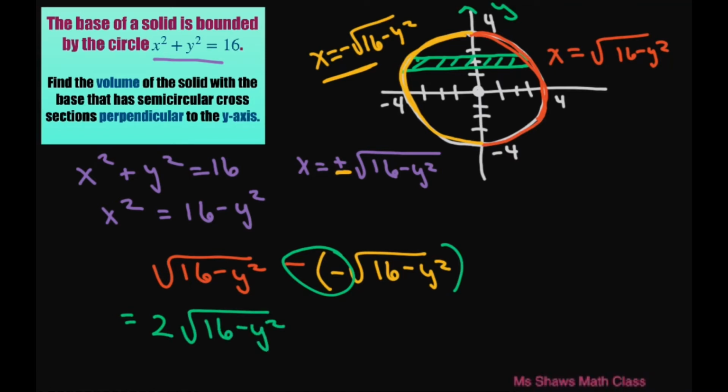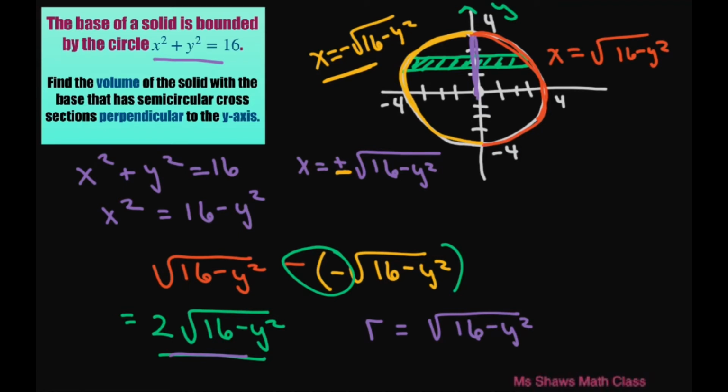Now, since the base is this circle, the cross section's length is the diameter of the semicircle. So this is the diameter of the cross section. Therefore, the radius is going to be half of this. Your radius is half. So that's going to be square root of 16 minus y squared.